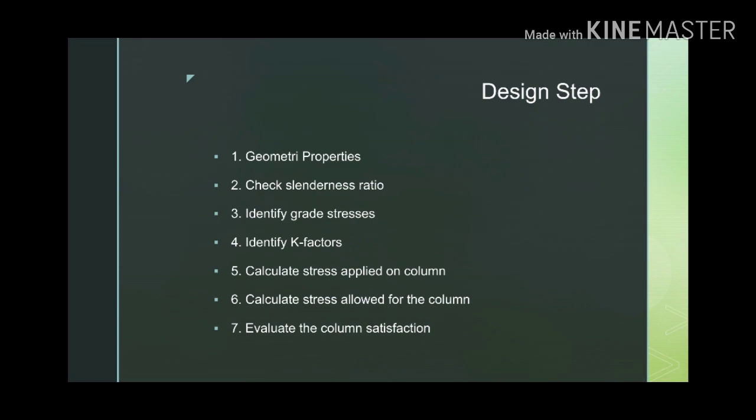Start by identifying the geometry properties, and then we check the slenderness ratio, followed by identifying the grade stresses of the selected timber species, and then we identify the K factor values. From it we may calculate the stress applied on the column and calculate the stress allowable for the selected sections and selected timber species, and from it we may do an evaluation of the column.